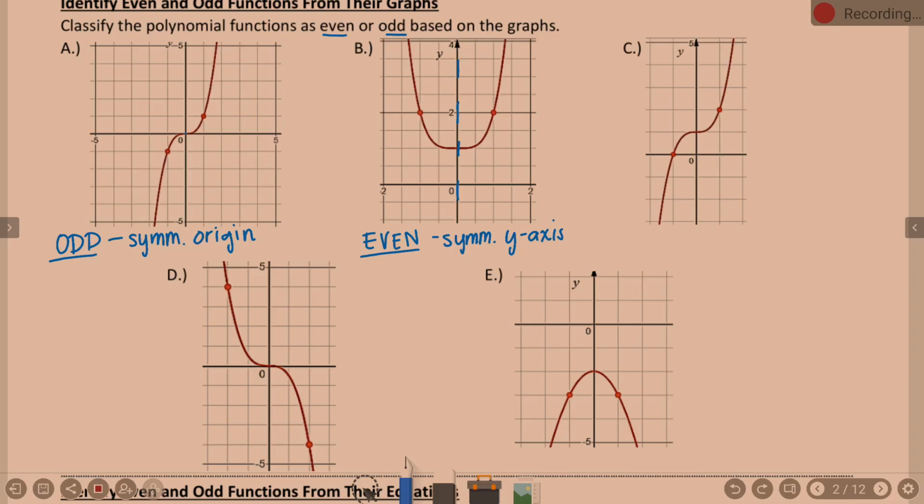Go through the list. Is it even? Is it symmetric about the y-axis? Is it odd? Is it symmetric about the origin? And then if it fails both of those, is it neither? What do we think here? Is it even? It's not even, right? I can't fold it in half across the y. Is it odd?